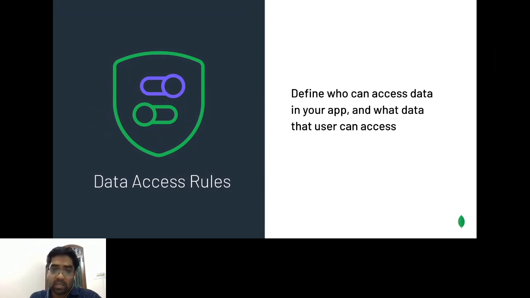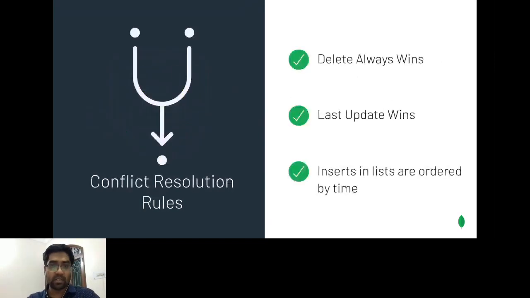But when you're talking about data, there is another thing, right? What happens if two people are trying to update the same data? The conflict resolution mechanisms. Realm has a very straightforward mechanism for that. It has three basic rules: delete always wins, last update always wins, and inserts in a list are ordered by time. So these are very simple rules by which Realm decides how it should resolve any conflicts.